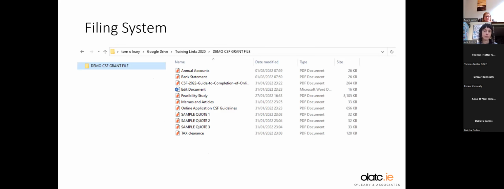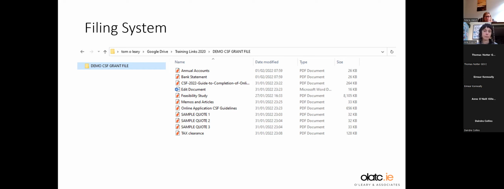Okay, the filing system I would use will be something like this. This will be a sample file. So what I would do is when I get the information off the clients or the group, I normally just save everything as a PDF document. Now for this one I didn't do it, but sometimes I'll actually have no spaces. So I just have annual accounts as one word. I won't have any spaces, just in case their system doesn't recognize blank spaces in a file name.